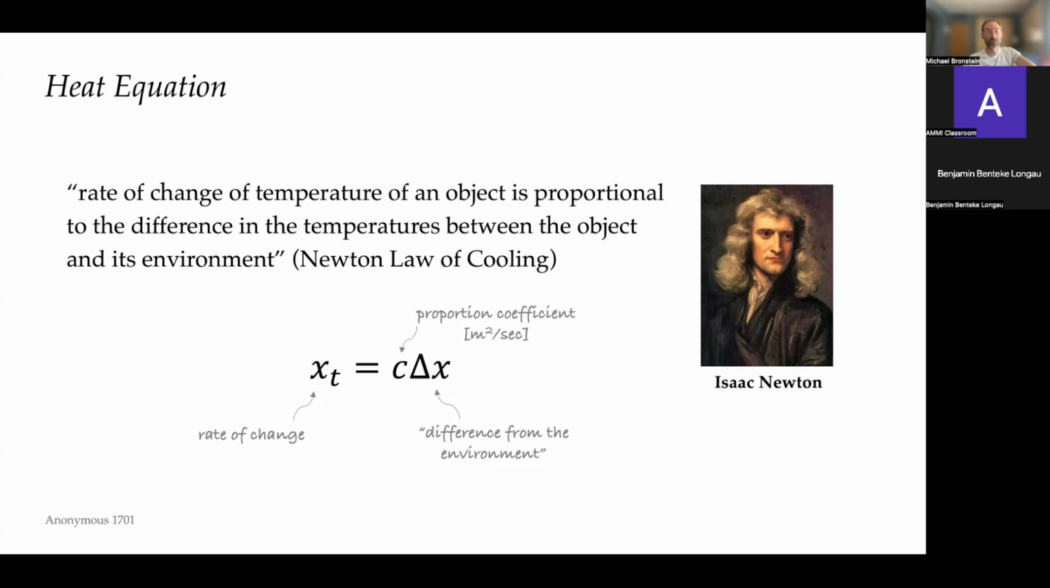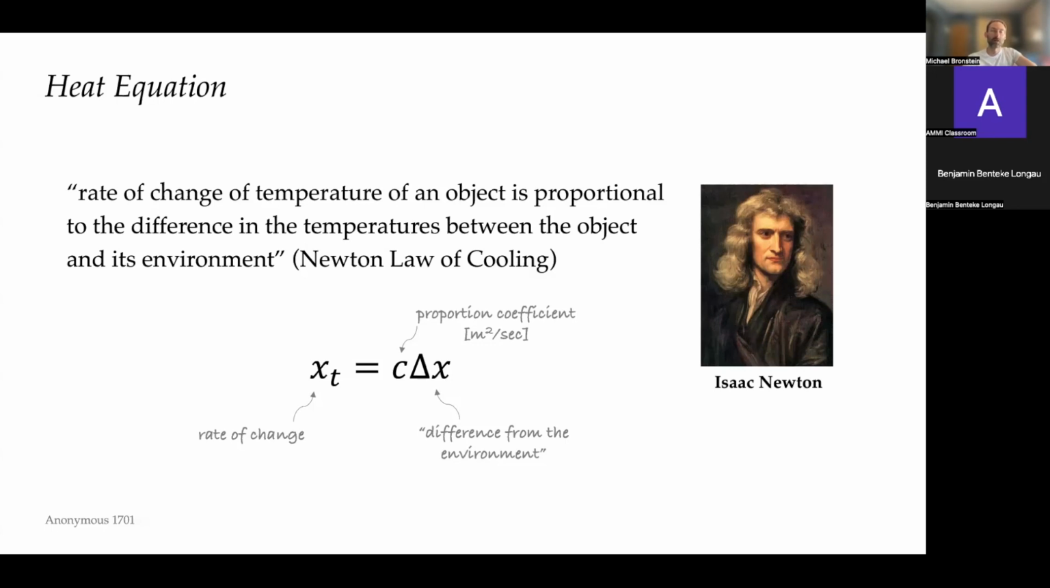So heat diffusion was studied as early as by Sir Isaac Newton, more than 300 years ago. And he came up with a law that is called Newton's law of cooling, that tells you that the rate of change of the temperature of an object is proportional to the difference in the temperatures between the object and its environment, right?